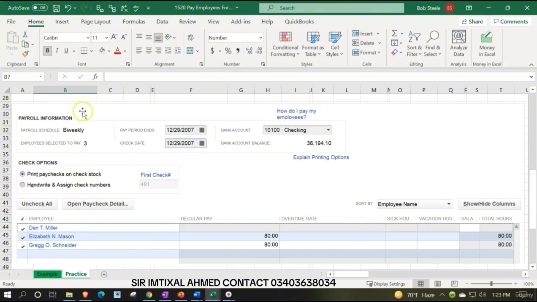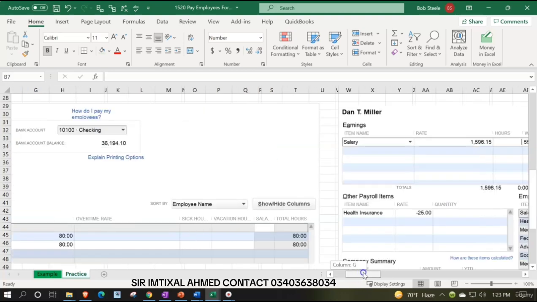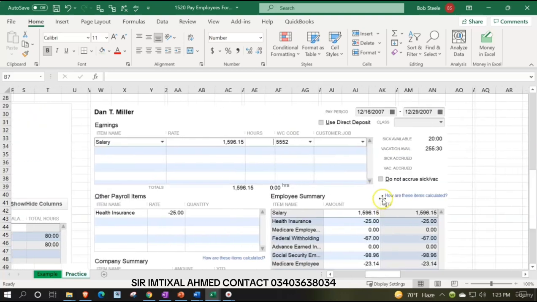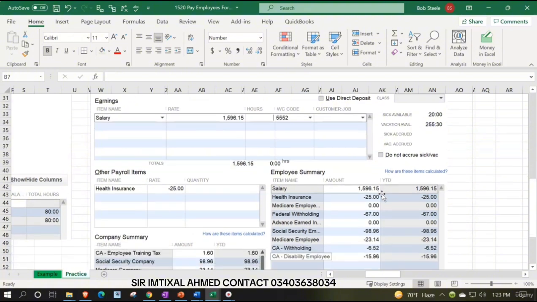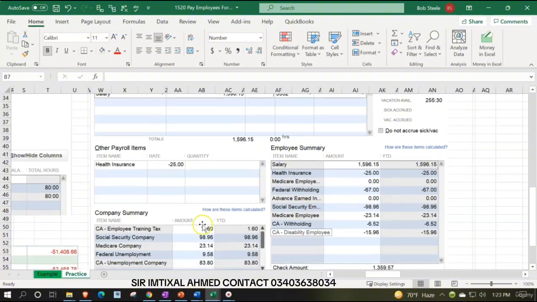So we might record the payroll on a weekly basis, bi-weekly basis, semi-monthly basis, and so on and so forth. Once we process each of the employees, then hopefully it will calculate the gross pay and then the withholdings from the employee, including the federal income tax, the state taxes, and then the Social Security and Medicare, and so on.